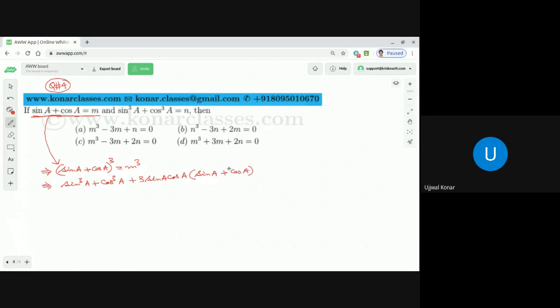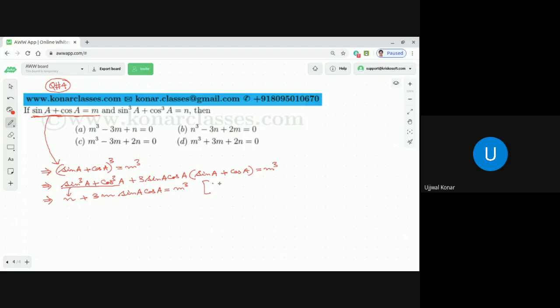Correct, no, dear students? So that is equal to m cube. Now sin cube plus cos cube is given as n. So instead of sin cube plus cos cube, we can directly write n plus 3 into sin A plus cos A is equal to m. Na? So 3m into sin A cos A is equal to m cube.